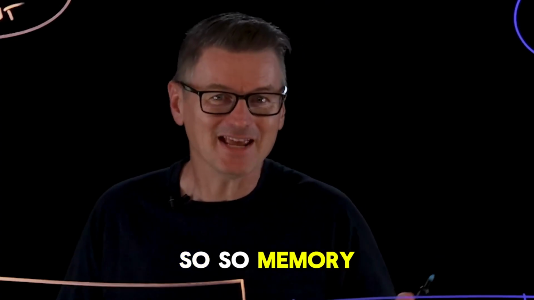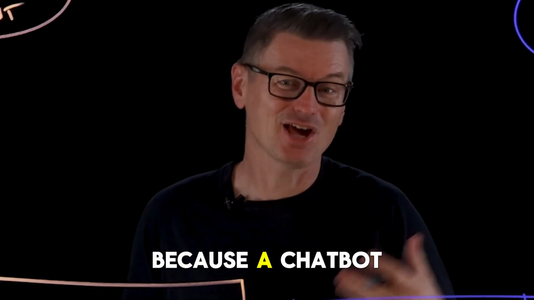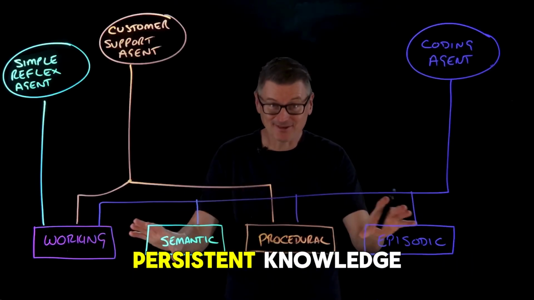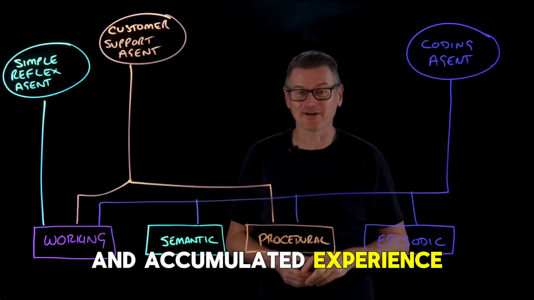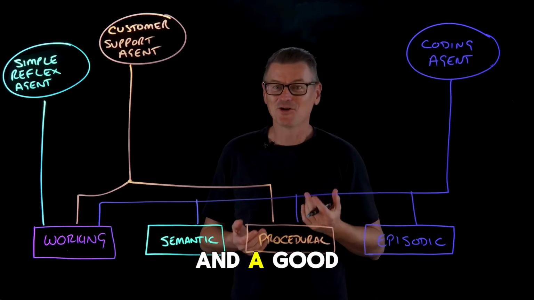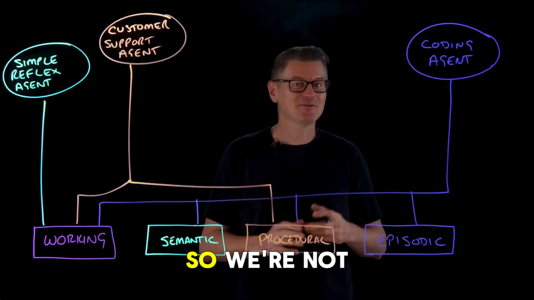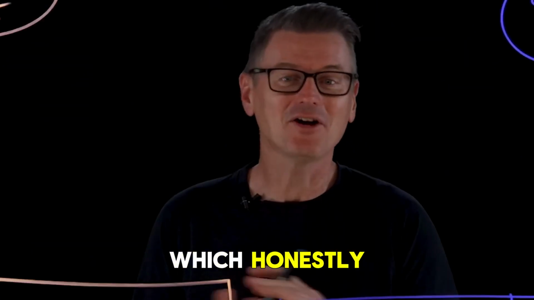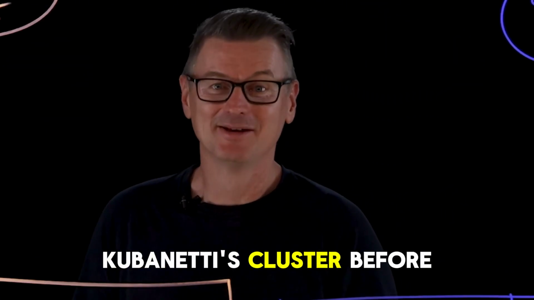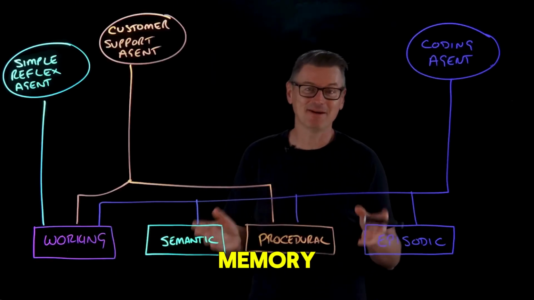So memory is really what separates a chatbot from an agent, because a chatbot gives a response, but an agent can give a response shaped by persistent knowledge and accumulated experience. It remembers the project, it remembers preferences, and a good memory architecture also remembers the mistakes, so we're not destined to repeat them, which honestly would have been wonderful if an agent had told me about that Kubernetes cluster before hour 3. So 4 types of AI agent memory.